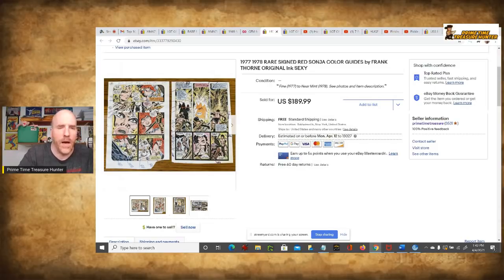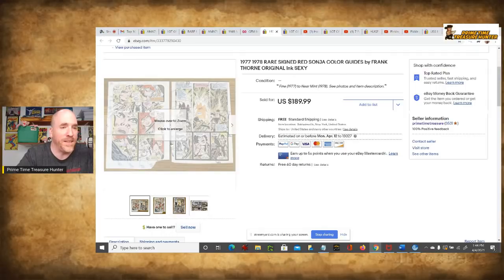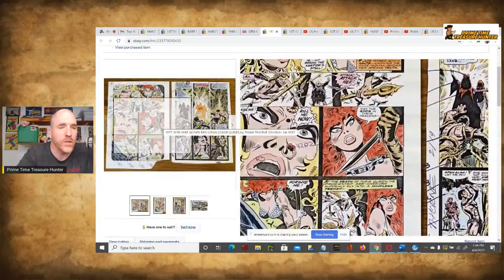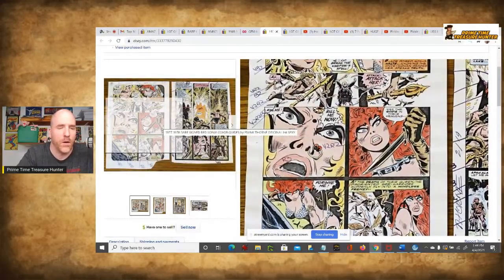Well, what happened on the day these sold? These sold on March 7th, 2021. What happened on that day? Frank Thorne, he passed away. The artist who mostly was responsible for drawing Red Sonja.